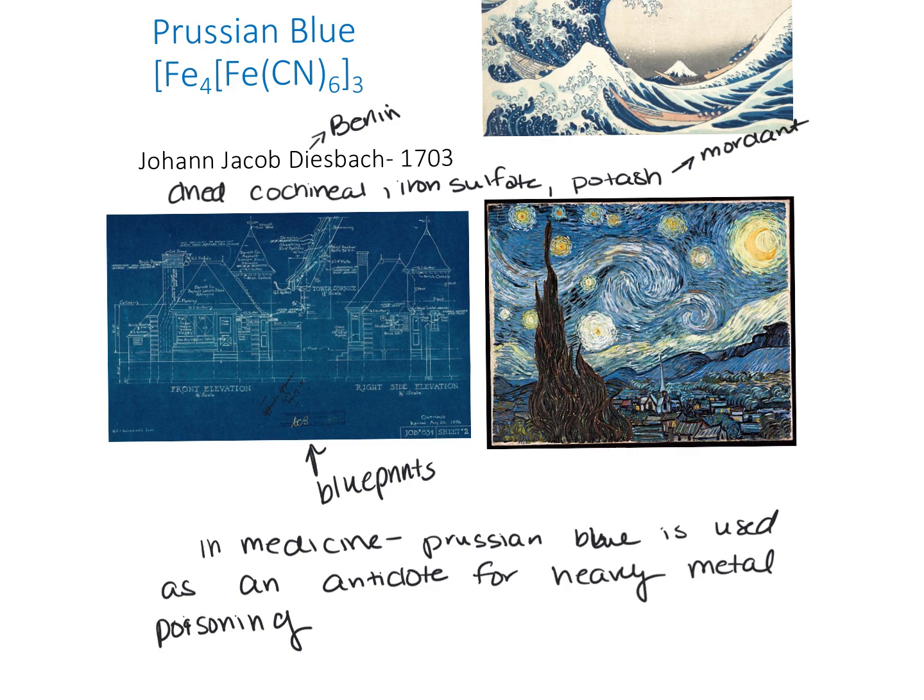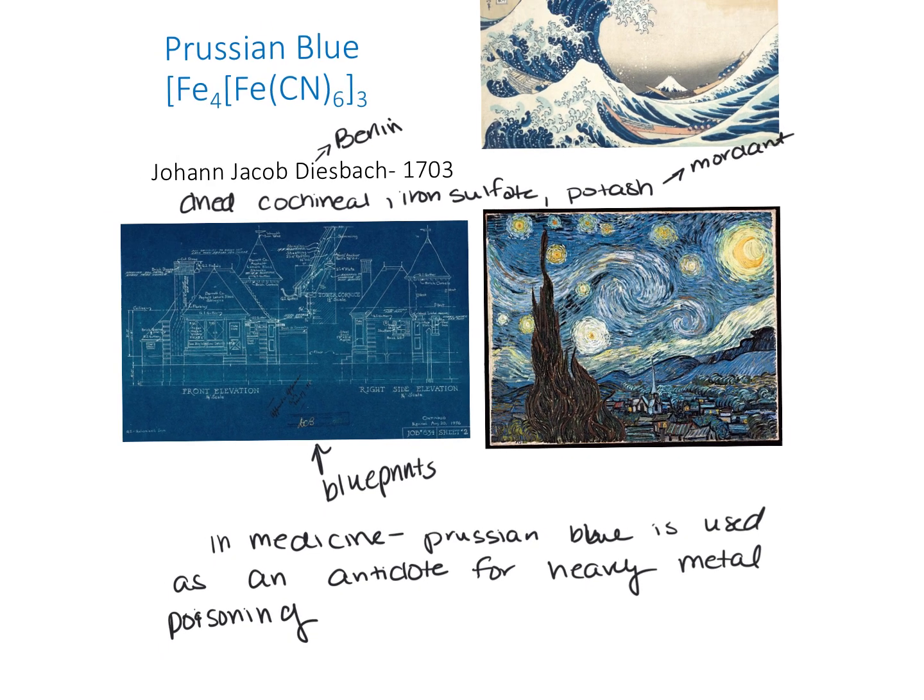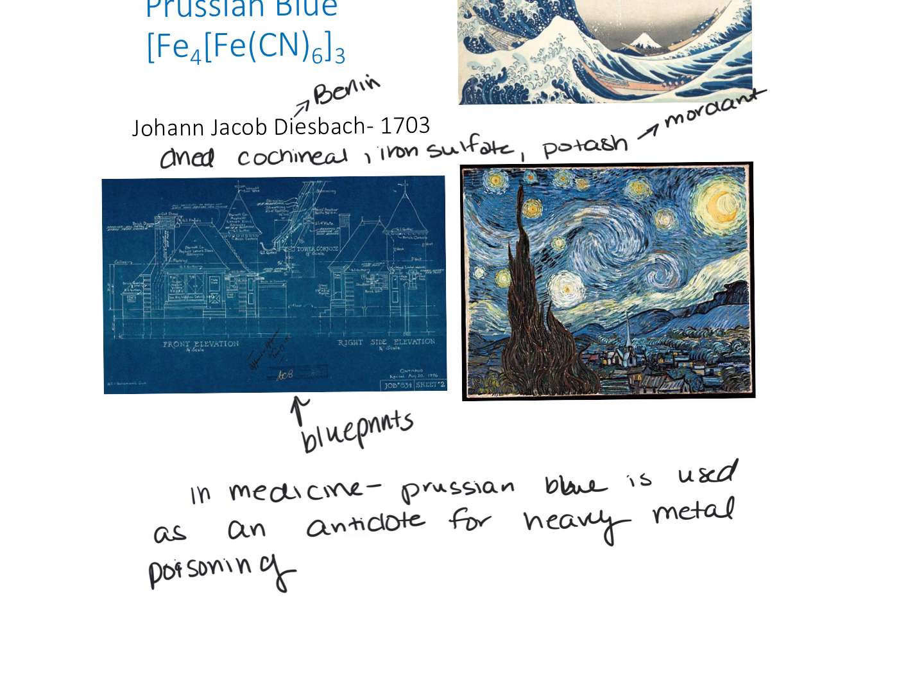So it'll complex the heavy metals out, like, for example, cesium or thallium. It's also a common stain used by pathologists to determine the presence of iron in biopsy specimens like bone marrow samples. We will synthesize this in lab. It's really quick to synthesize, and then of course we'll paint a painting with it.